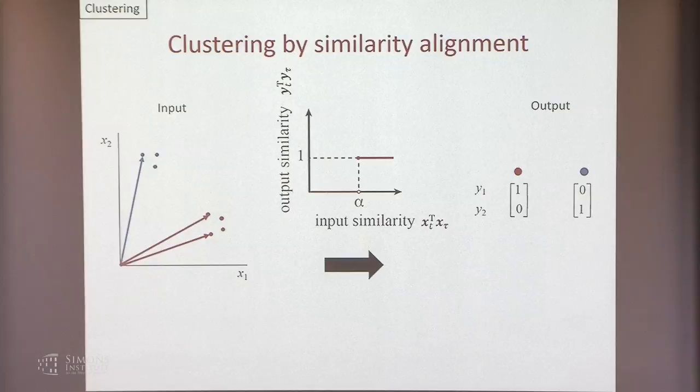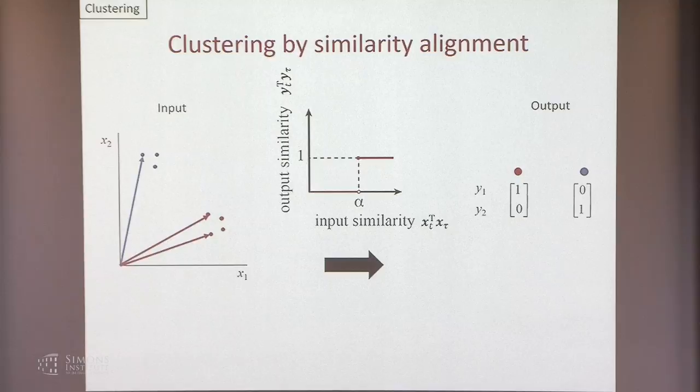Because what does one mean for output similarity? Since the norm of this vector has to be 1, it would have to be one of those two. They would have to be aligned. That means you assign them to the same cluster. And 0 means you end up in different clusters because the assignment vectors are orthogonal.